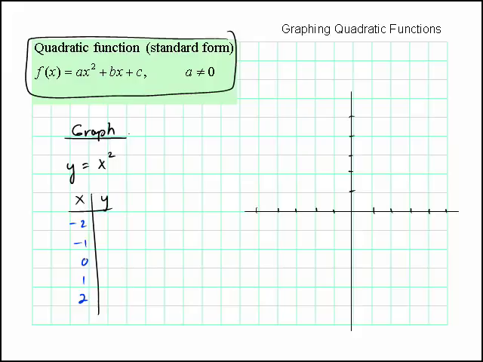If x is negative 2 and I square it, I will get 4. If x is negative 1, I square that, I get 1. X equals 0 gives me y equals 0. This will be a 1, and this will be a 4. If I plot those points, I get negative 2, 4, negative 1, 1, 0, 0, 1, 1, and 2, 4. So the points, connect the dots, and we get our parabola. This is y equals x squared.